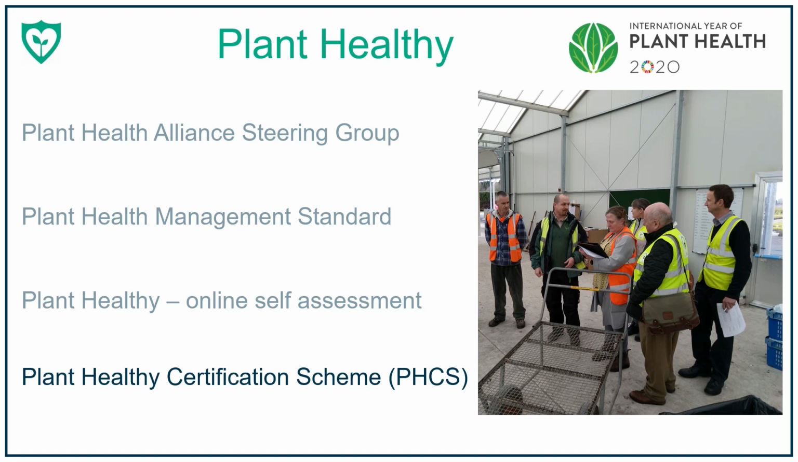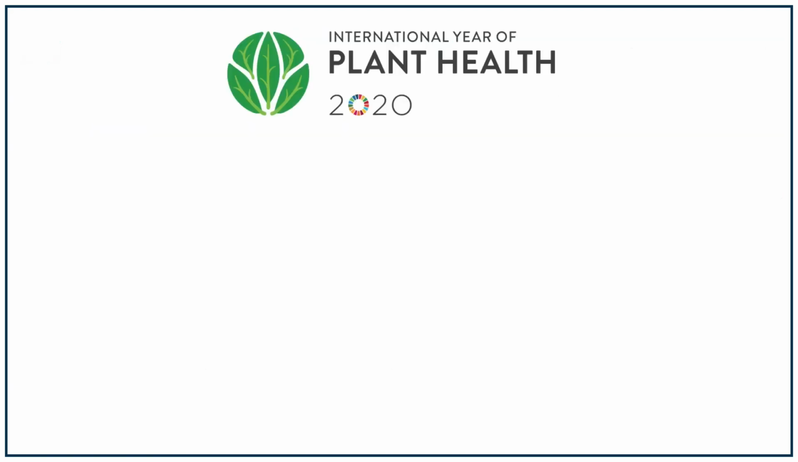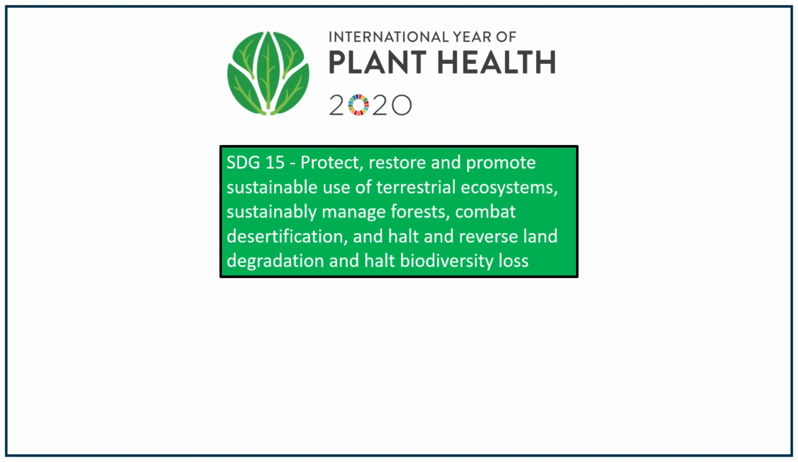Now you may have noticed the logo in the top right hand corner of the screen. This is the United Nations International Year of Plant Health 2020 logo. You may also note the first 0 of 2020 in the logo is multicolored. This represents a link to the United Nations Sustainable Development Goals. The most relevant goal for plants is 15, which indicates that by caring for and conserving plant-based terrestrial ecosystems, we can help tackle climate change and halt biodiversity loss.